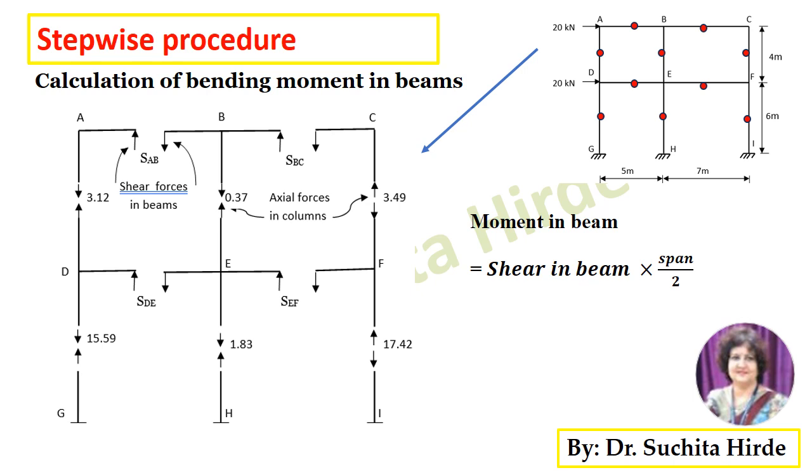So bending moment in beam is nothing but shear force in beam multiplied by span of that beam divided by 2. So we will use this equation to calculate bending moment in beam. For example, bending moment in beam AB is equal to shear force SAB multiplied by span of AB, that is 5 meter, so 5 by 2. This is how we will calculate bending moment in all the beams.